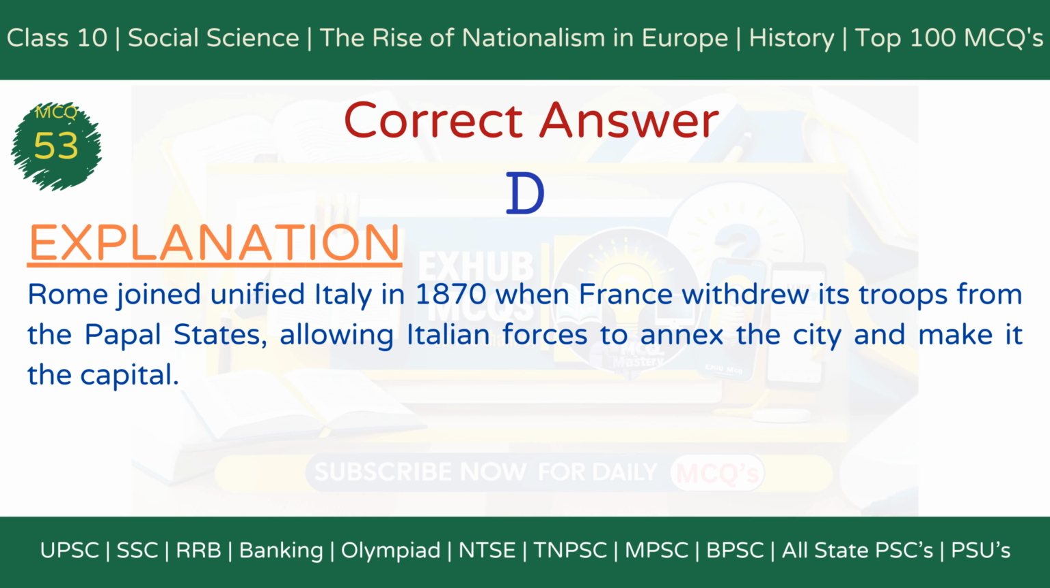The correct answer is option D, 1870. Explanation. Rome joined unified Italy in 1870 when France withdrew its troops from the Papal States, allowing Italian forces to annex the city and make it the capital.